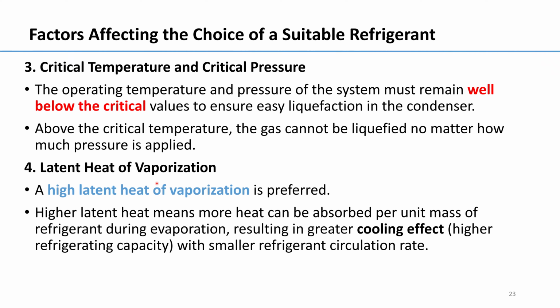So, latent heat of vaporization. A high latent heat of vaporization is preferred. High latent heat means more heat can be absorbed per unit mass of refrigerant during evaporation, resulting in greater cooling effect with smaller refrigerant circulation rate.